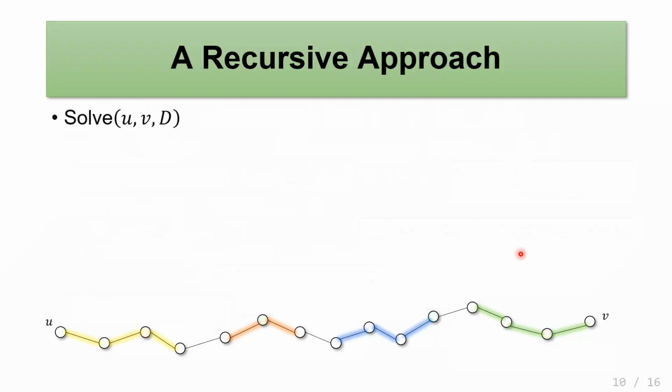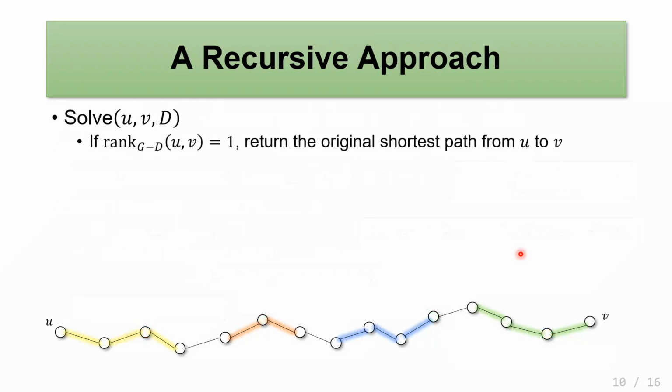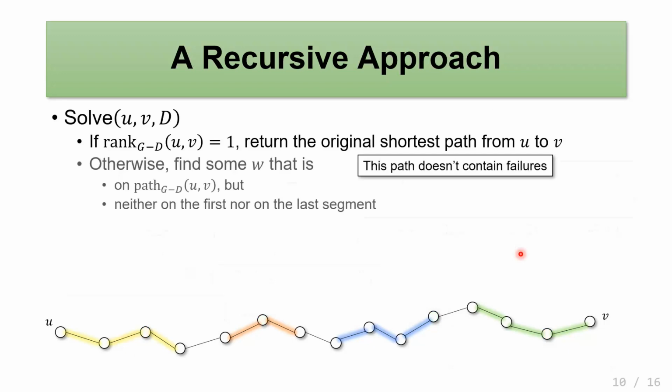Now, here is a slightly more formal description of our recursive query algorithm. Solve(u,v,d). The base case is when rank G minus d uv is 1. This means that the original shortest path from u to v does not contain failures, so we can simply return this path. Otherwise, we find some w that is on path G minus d uv and neither on the first nor on the last segment.